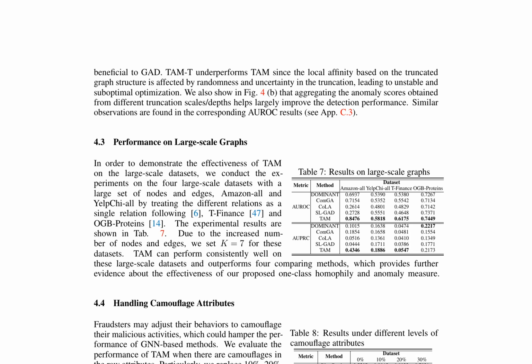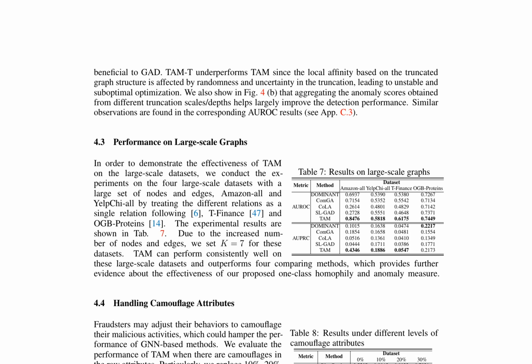The authors evaluate the performance of the proposed truncated affinity maximization, TAM, approach on large-scale graphs and demonstrate its effectiveness in handling camouflage attributes. In the large-scale graph experiments, TAM consistently outperforms 4 comparison methods on 4 datasets, including Amazon, YelpChi, T-Finance, and OGB-proteins, showcasing its ability to handle large graphs with a large set of nodes and edges.